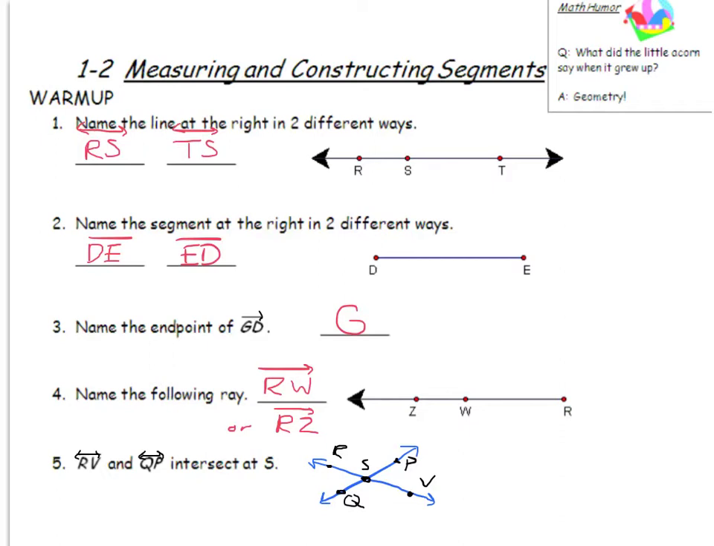And then number 5, hopefully you had some sort of drawing like what I have down below. Make sure that you are labeling these. I want to see arrows on the ends of the lines. I want to see points where you need to have the points. And then make sure you label all of those points. And they intersect at point S.